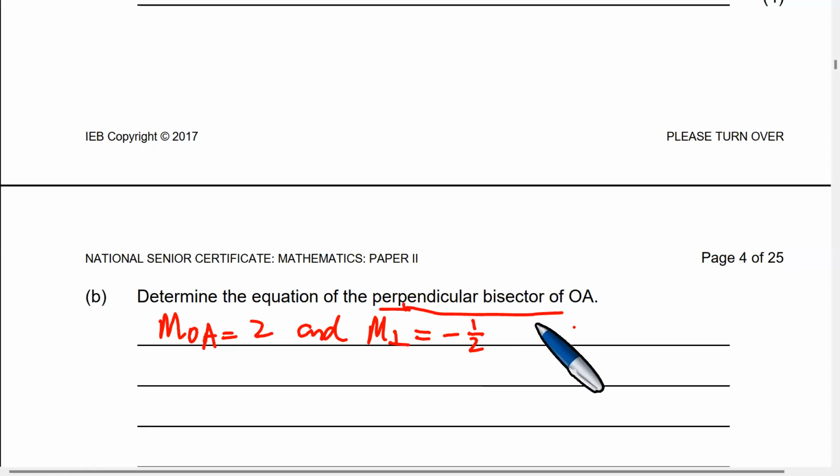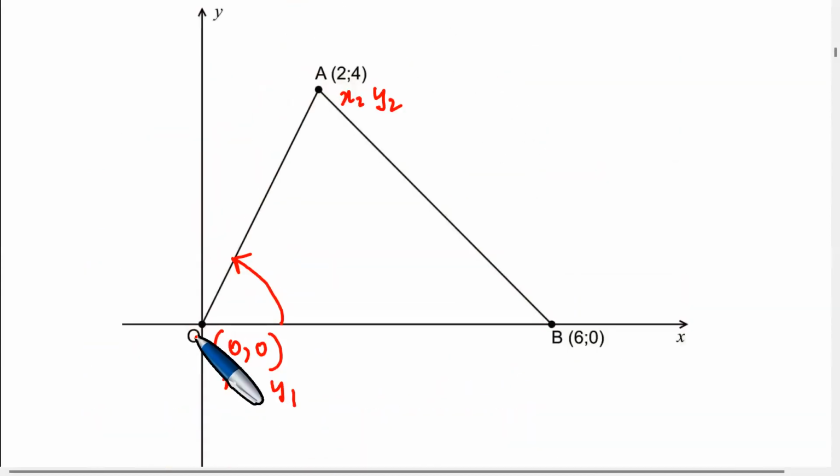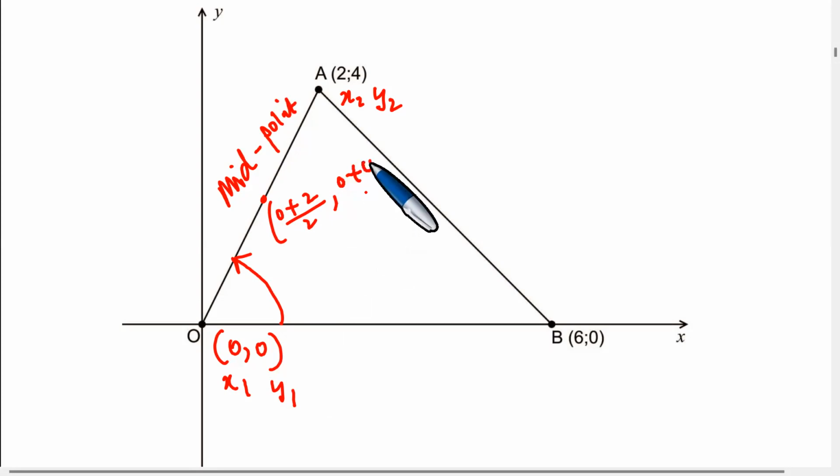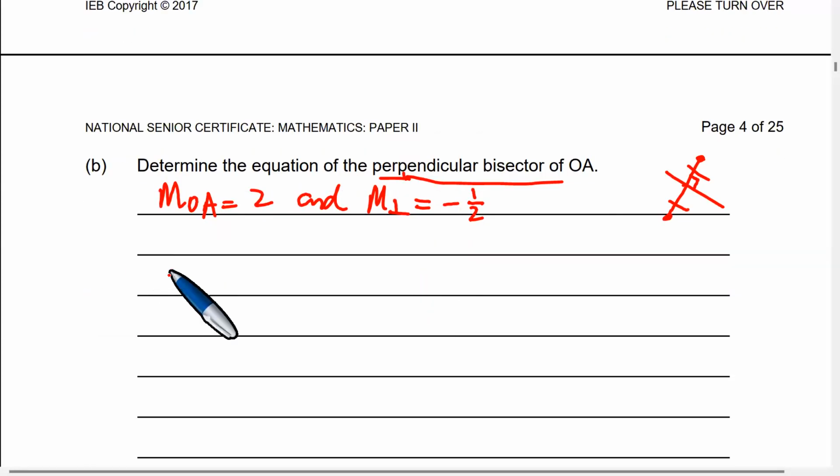If you have a line like this and you are speaking about a perpendicular bisector, the bisector means that you are looking at the midpoint. You take this one plus this one over 2, which is the midpoint. Then you have 0 plus 4 over 2, which is 2, and 0 plus 2 over 2, which is 1. So it's the midpoint, at the point of bisection, with coordinates 1, 2.